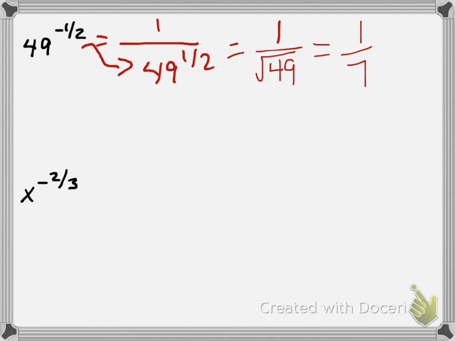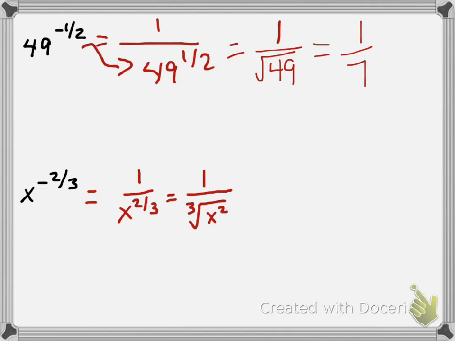So on the bottom we have x to the negative 2/3. I'm going to move the x to the negative 2/3 down to the bottom. Becomes positive 2/3. How do you write x to the 2/3 as a radical or root? Does anybody know? Cube root of x squared.